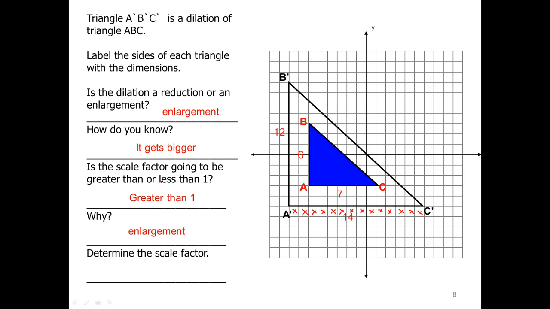And now they want us to determine the scale factor. So just remembering, take the new side over the original. This time, I took not the bottom, the base, but I took the sides. It doesn't matter. The 12 over the 6 gives me a scale factor of 2 over 1. I could have taken the 14 over the 7 and gotten the same scale factor.